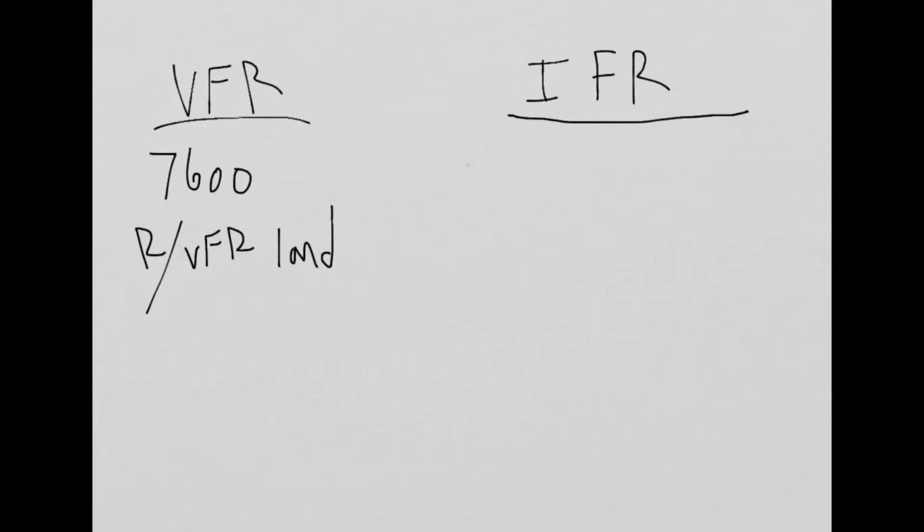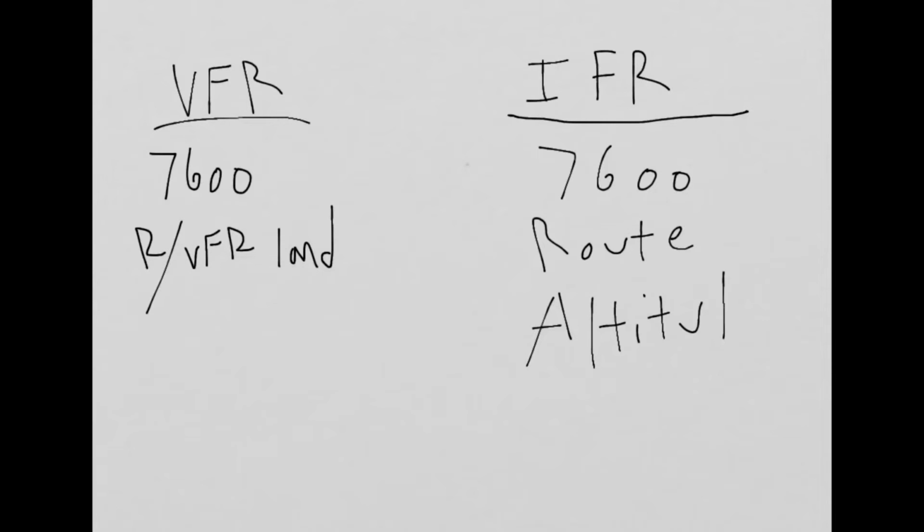If you lost communications in IFR, squawk 7600, and then you want to fly a specific route. And there's an acronym for that. You also want to fly a specific altitude. So let's take a look at what those are. So for your route, use this acronym.